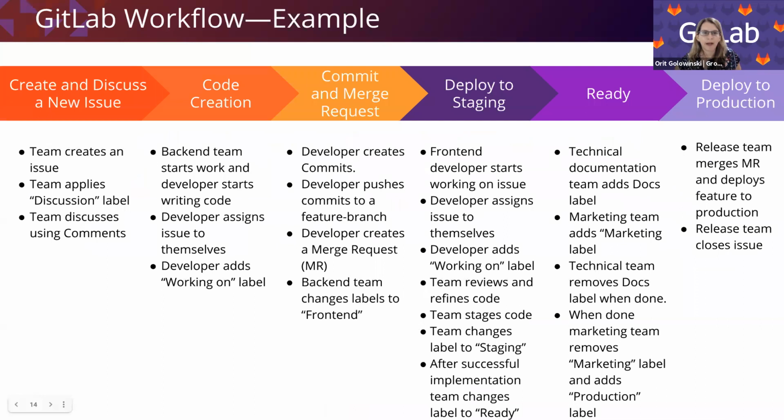This is a common workflow example. I'll just skim through this. You create and discuss a new issue. You then create the code that is connected to the issue. You create code commits and a merge request, and you deploy to staging. You see that everything's okay. Once it's ready, you can then run and deploy into production.